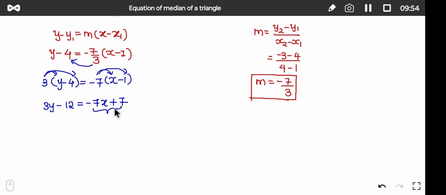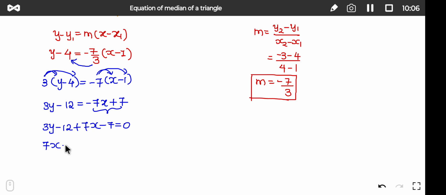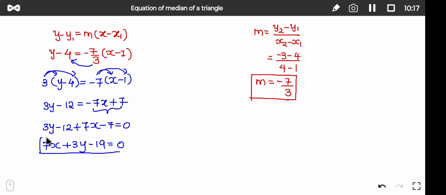Take both the terms to the left hand side. So 3y minus 12 plus 7x minus 7 is equal to 0. So if we arrange in the order, we'll get 7x plus 3y minus 12 minus 7, which is minus 19, is equal to 0. So this is our required equation of median CD line.